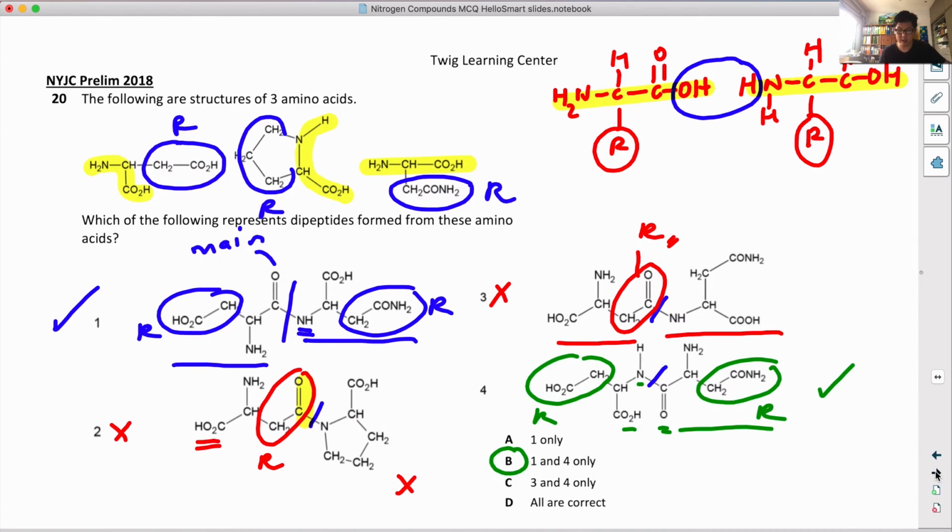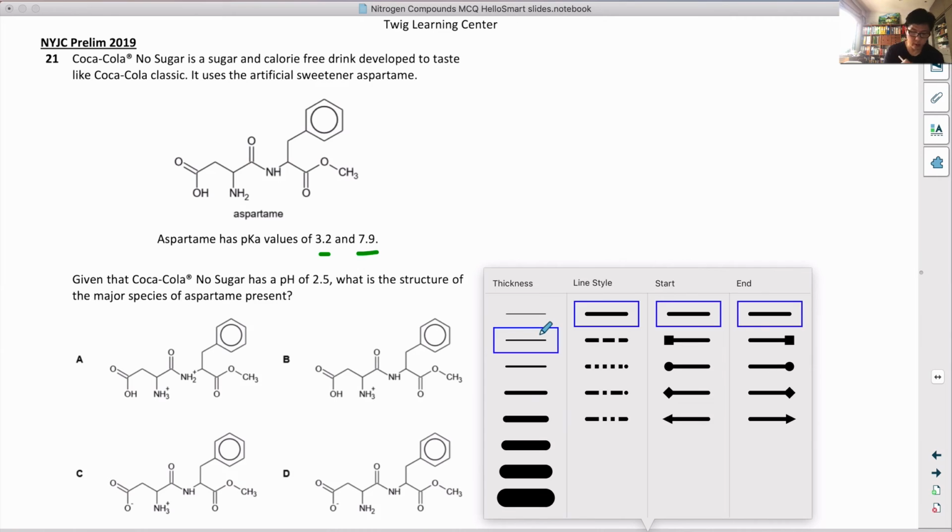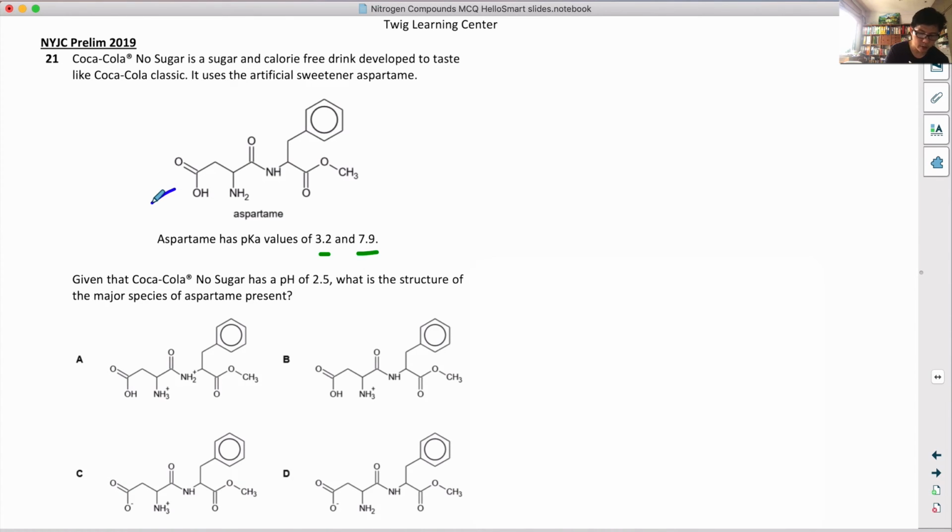Okay, let's look at question 21. Given that Coca-Cola has no sugar at a pH of 2.5, what is the structure of the major species of aspartame present? Alright, so it has pKa values of 3.2 and 7.9. So there are 2 acidic groups here, right? So the smaller pKa would of course be the stronger acid. So let me just draw it out here. I can see that this one here is the acidic group with pKa 3.2.